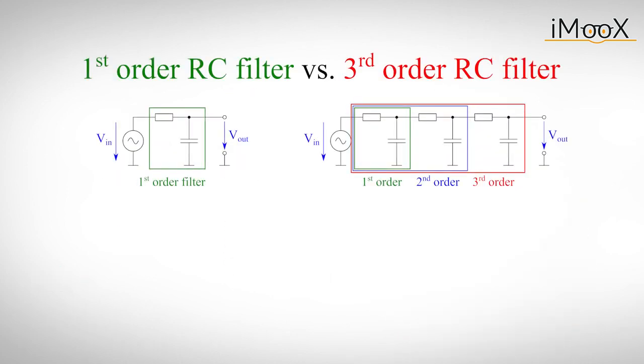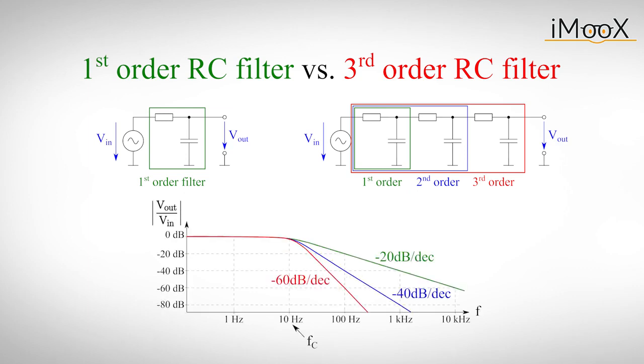To increase the slope of attenuation of this circuit, we can simply daisy chain a few first-order RC filters. Every additional capacitor increases the so-called order of the filter. Three RC low passes in a row will hence give us a third-order low-pass filter. Every stage of the filter will increase the slope of attenuation above the corner frequency by -20 dB per decade.